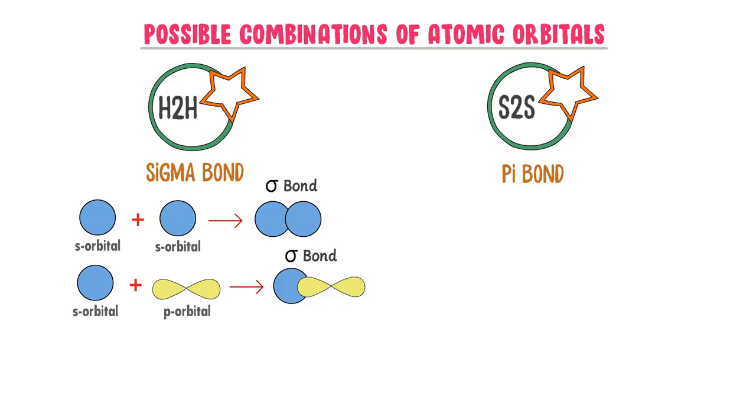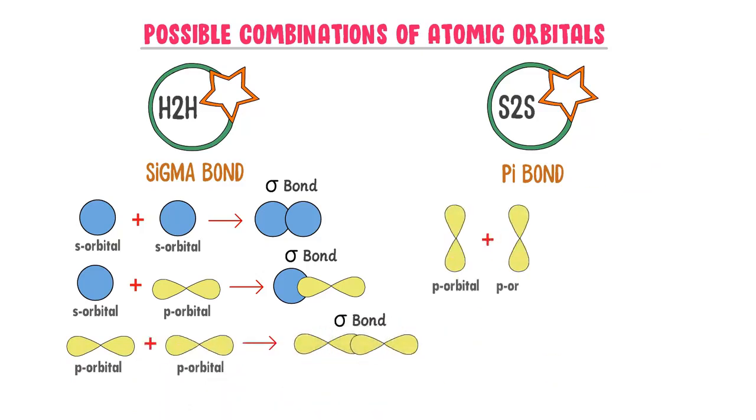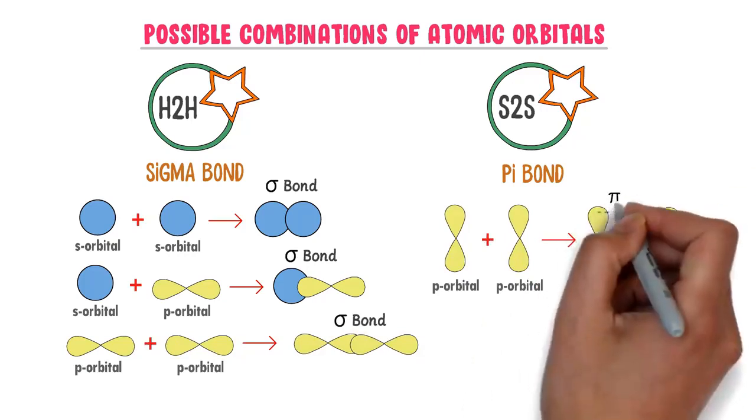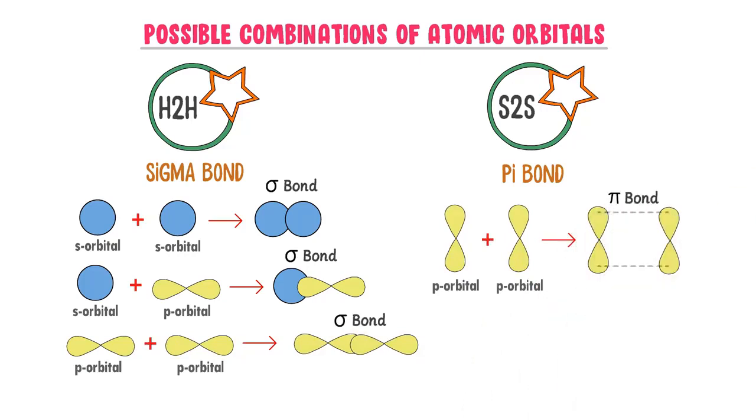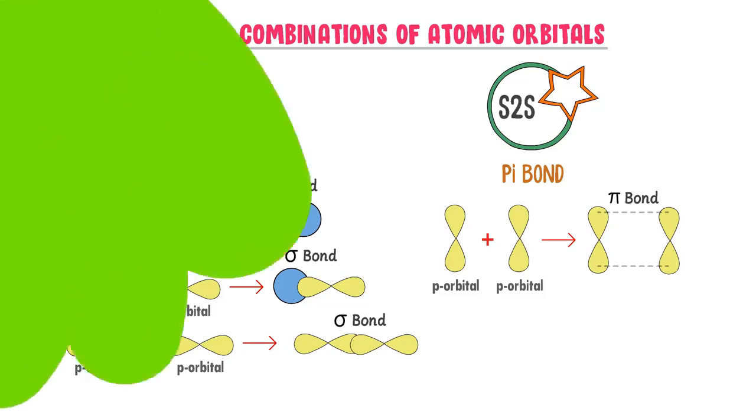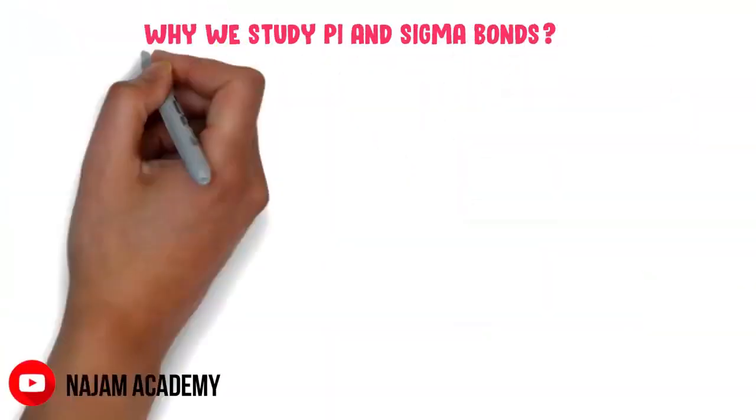In case of pp overlapping, it may either form sigma bond or pi bond depending upon its overlapping. For instance, if p orbitals overlap headwise, they will form sigma bond. If p orbitals overlap sidewise, they will form pi bond. Thus, only sidewise overlapping of p orbitals form pi bond, while headwise overlapping of ss, sp, pp orbitals form sigma bonds. Also, you should learn why we study sigma and pi bonds.